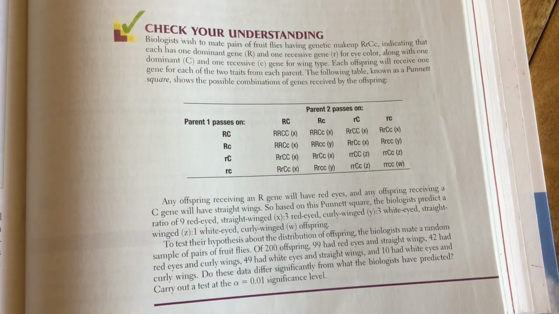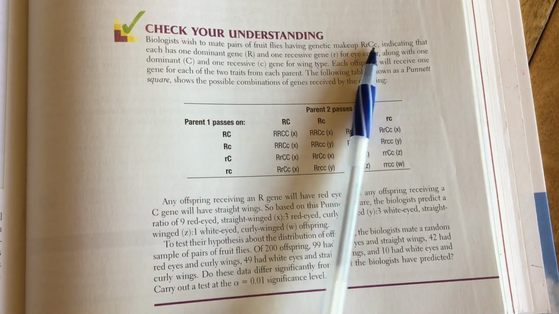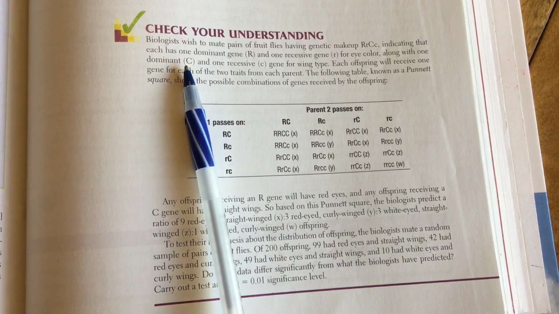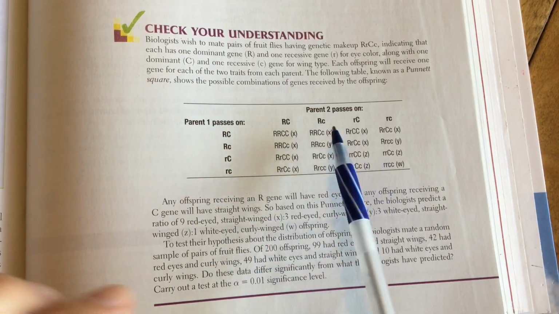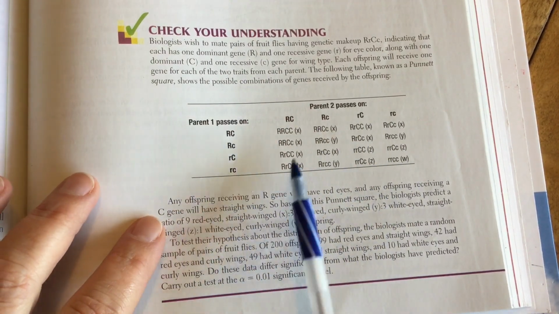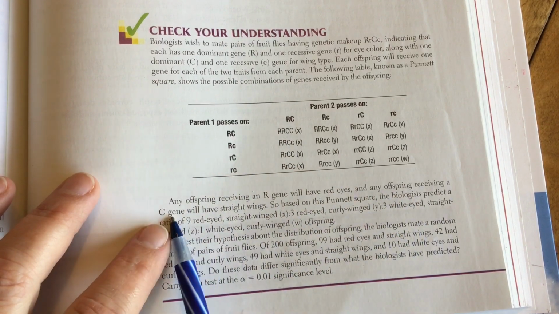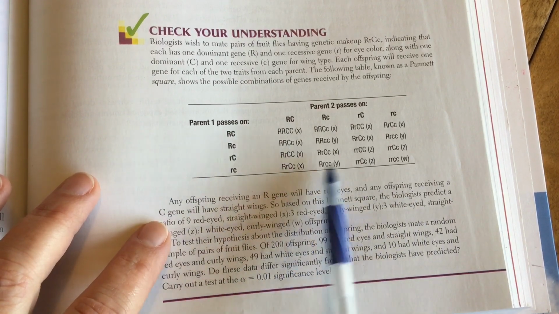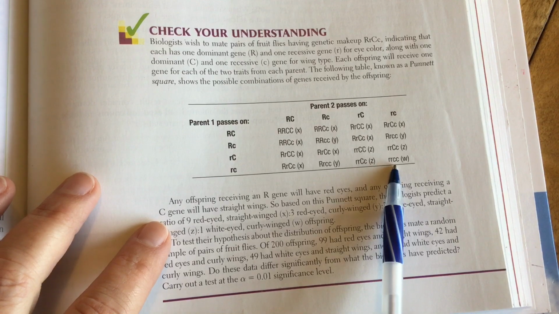Okay, guys, we're going to do the check your understanding on page 691. Some biologists are working with fruit flies that have specific genetic makeup for eye color and wing type. They mate two fruit flies with various genes, and any offspring that has a capital R will have red eyes, and any offspring that has a capital C will have straight wings. The small r, if it's dominant, will have white eyes, and the small c, if it's dominant, will have curly wings.